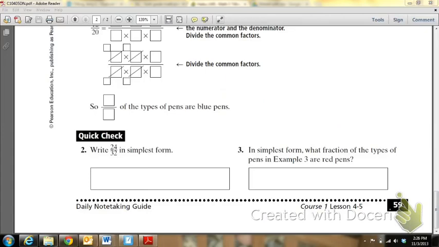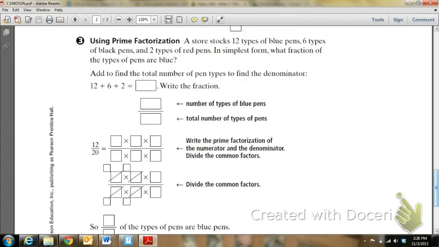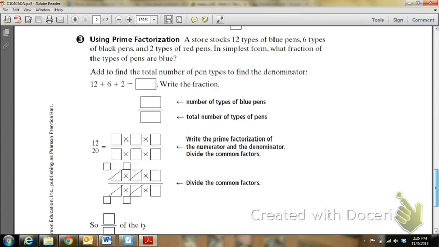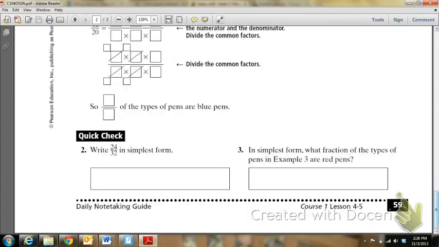Quick check 3, in simplest form, what fraction of the types of pens in example 3 are red pens? So you're going to set up the same type of fraction that we did for the blue pens. You're going to put your number over 20 because that was our total number of pens, but this time they want red pens, and there are 2 red pens. So you'll set up a new fraction, and then you'll reduce it into simplest form. Okay, so try those quick checks and we'll check your work in class.